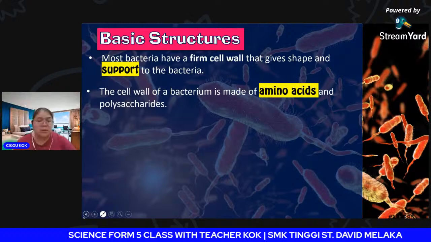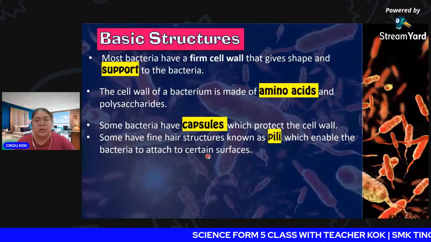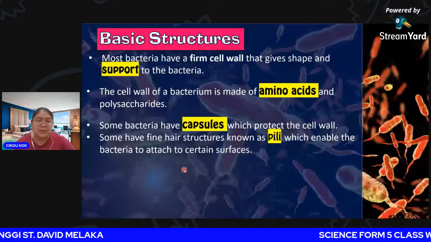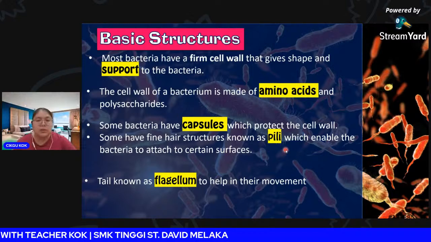Then number three, some bacteria have capsules, which protect the cell wall. After that, some have hair-like structures, which we call pili, which enable the bacteria to attach to certain surfaces. Then we have the last one, the tail. Some bacteria, just like you saw just now, the vibrio, have a tail. This tail we call a flagellum. It helps the bacteria with their movement. So I explained the capsule, the pili and also the flagellum. Now we are going to see the diagram.